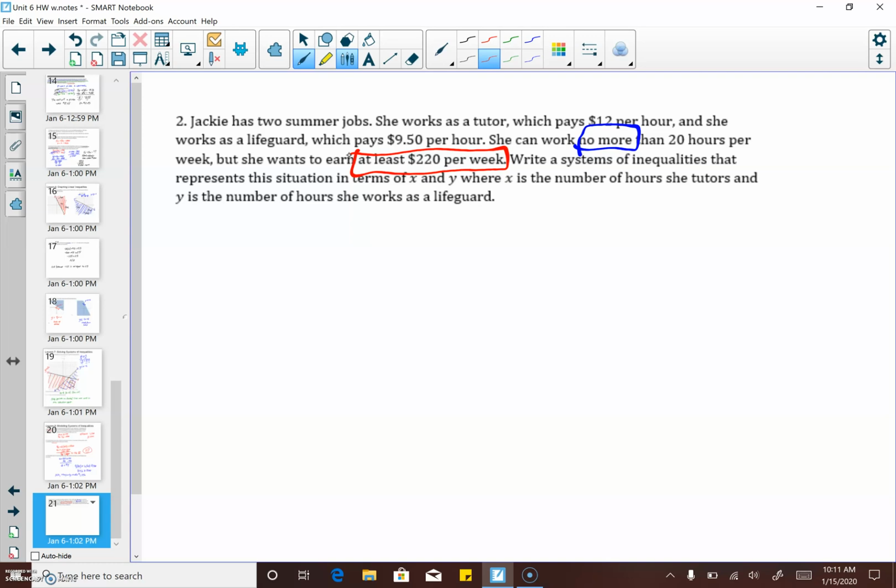So we're going to have one inequality that talks strictly about the money. So when she tutors, she gets $12 per hour, and she tutors for X hours. Plus, she gets $9.50 times Y for lifeguarding, and she wants to make at least $220. So that's going to be greater than or equal to, because at least means that number or more.